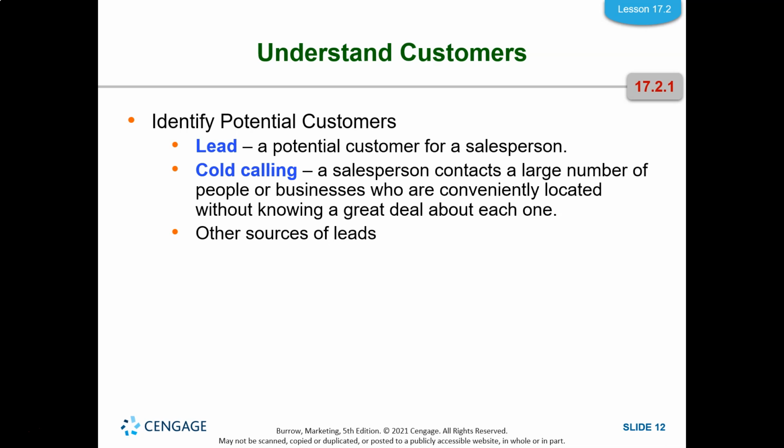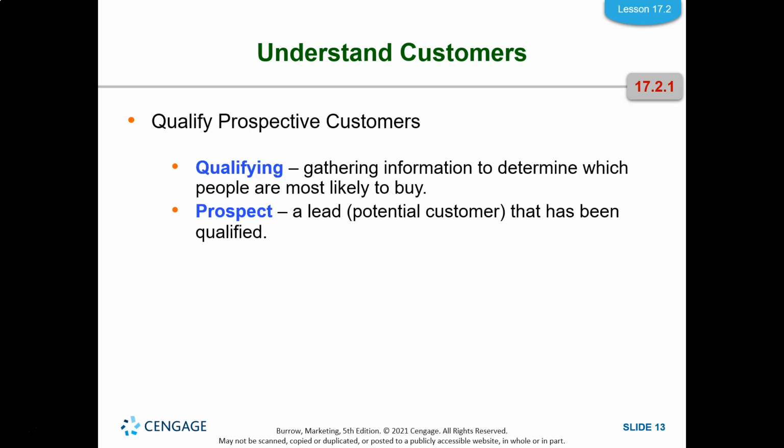Cold calling is a salesperson contacting a large number of people or businesses who are conveniently located without knowing a great deal about each one. Way different than a lead, because a lead has shown interest already. Cold calling is just picking up the phone or walking into a door and seeing what's out there. And then the textbook talks about some other sources of leads as well.